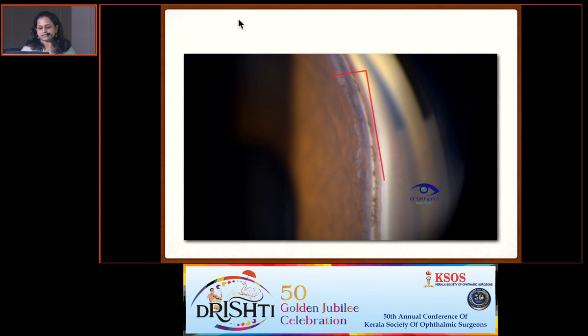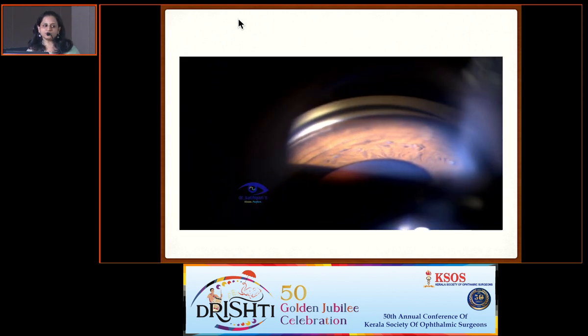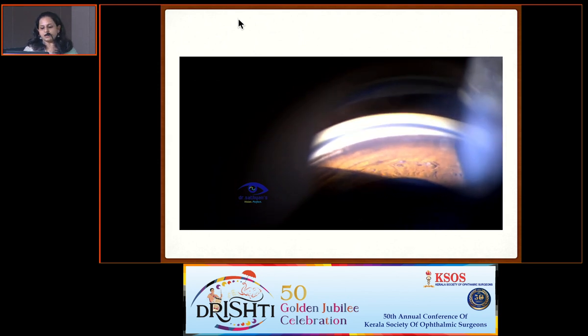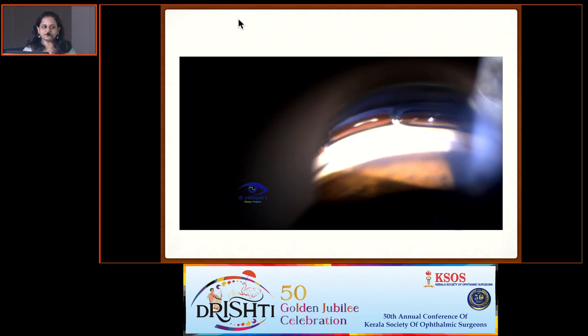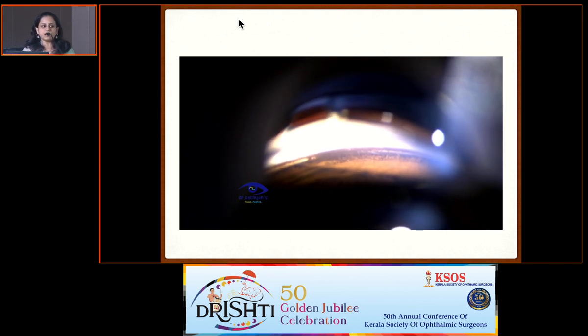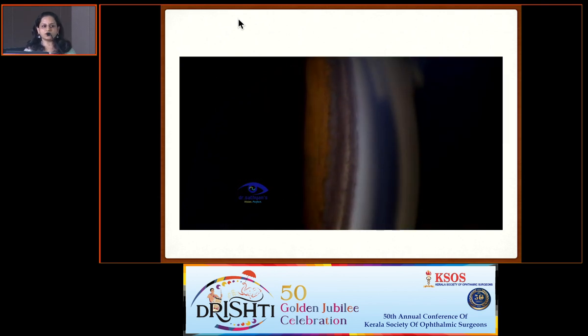Now this is another example of an angle recession. There is evidence of trauma, and you can see that the ciliary body band is wide, and the iris is recessed from that. So that is an angle recession. Any patient coming to you with a shuttlecock injury or any blunt trauma to the eye, after the initial phase of inflammation settles and any bleeding settles, you have to do a gonioscopy to rule out an angle recession. Angle recession is really common in shuttlecock injuries.